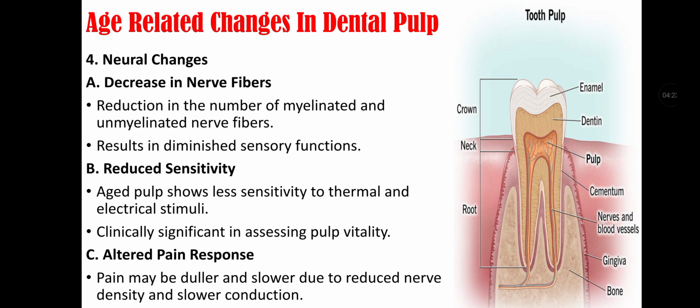Fourth age-related change in dental pulp is neural changes. It includes decrease in nerve fibers, reduced sensitivity, and altered pain response. First, decrease in nerve fibers. A reduction in the number of myelinated and unmyelinated nerve fibers. It results in diminished sensory function. Second, reduced sensitivity. Aged pulp shows less sensitivity to thermal and electrical stimuli. It is clinically significant in assessing pulp vitality.